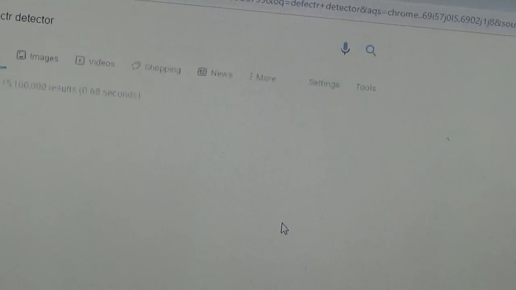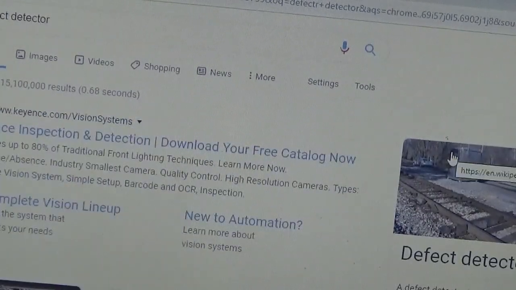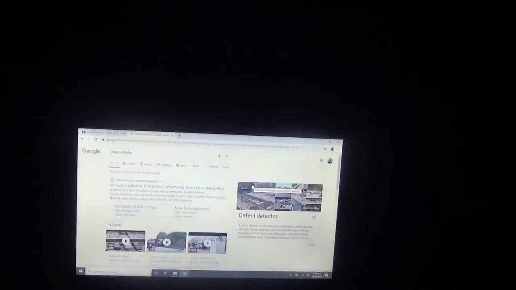Sorry, guys. Okay. A defect detector. Now, anyway. Oh, sorry, I forgot to zoom out. I'm stupid. Okay.